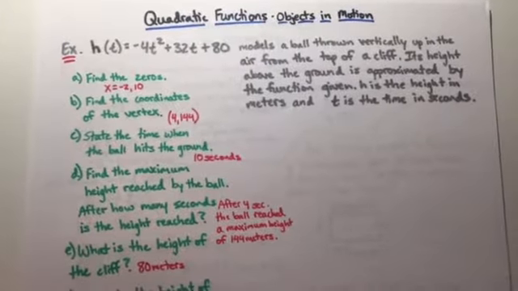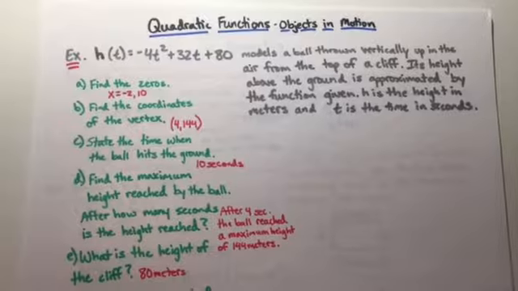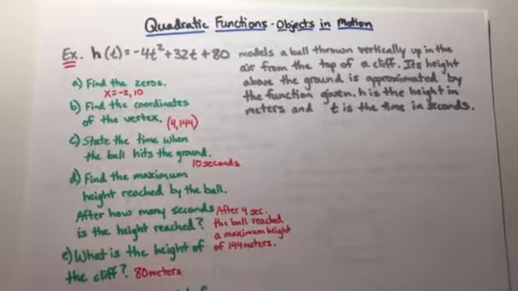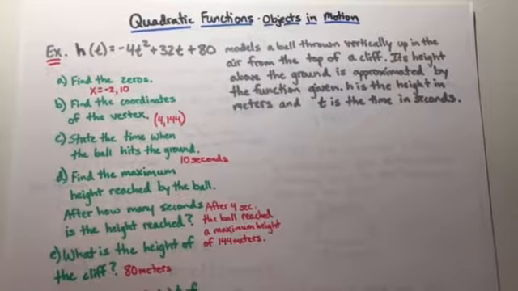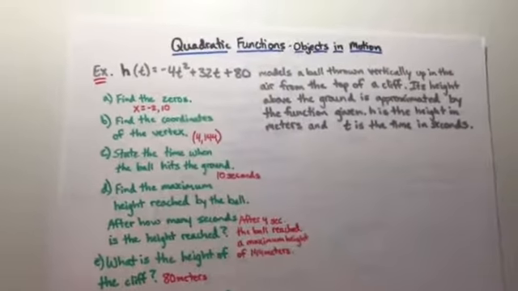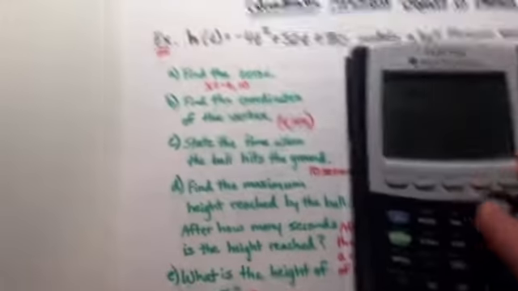This models a ball thrown vertically up in the air from the top of a cliff. Its height above the ground is approximated by the function given. h is the height in meters and t is the time in seconds. So it's asking us to find the zeros. So let's talk about that part first.